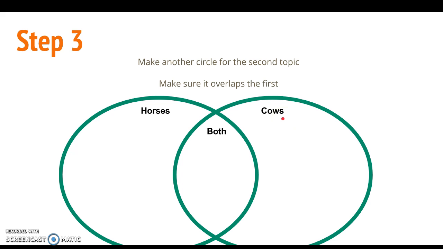A very important part of making a Venn diagram is to make sure that your two circles are overlapping. So you see right here, you have this section of your two circles that come together, and this part that says both is a part of the horses circle and a part of your cows circle. So you have three different parts. The part for just the horses in this circle, the part for just the cows in this circle, and the part for both of them, right here in the middle where the two circles intersect or overlap each other.